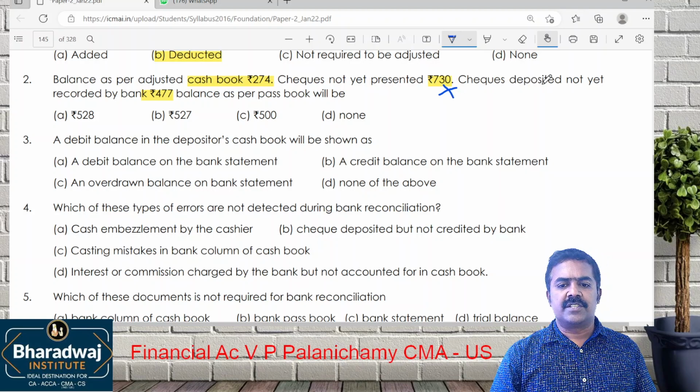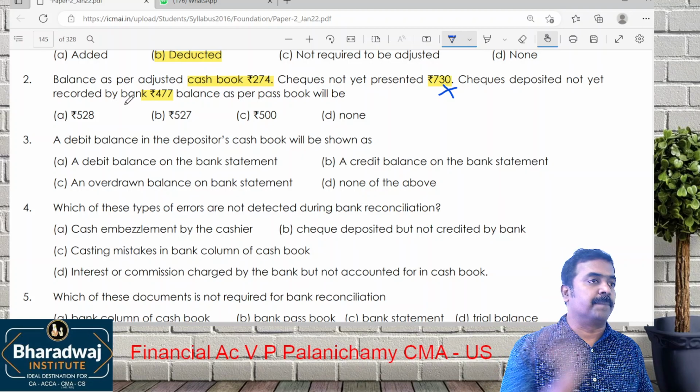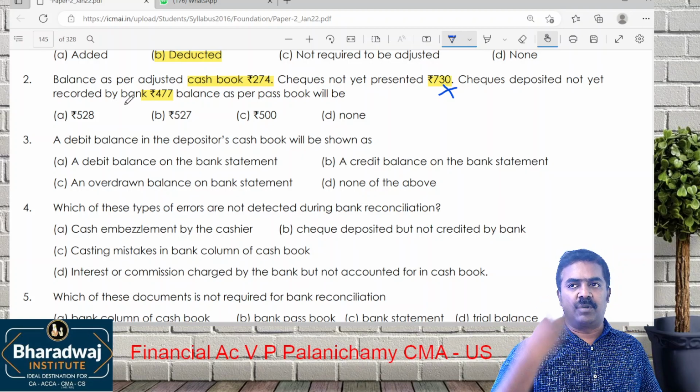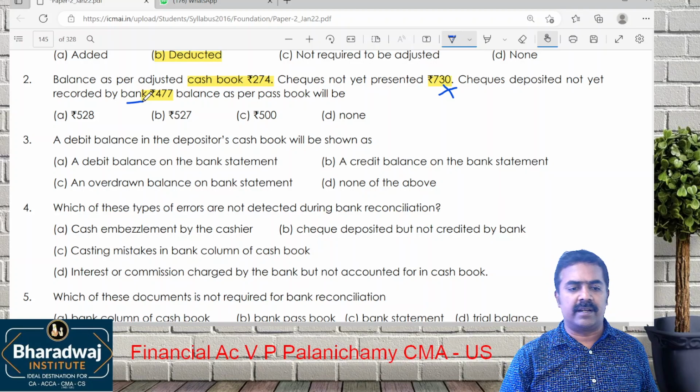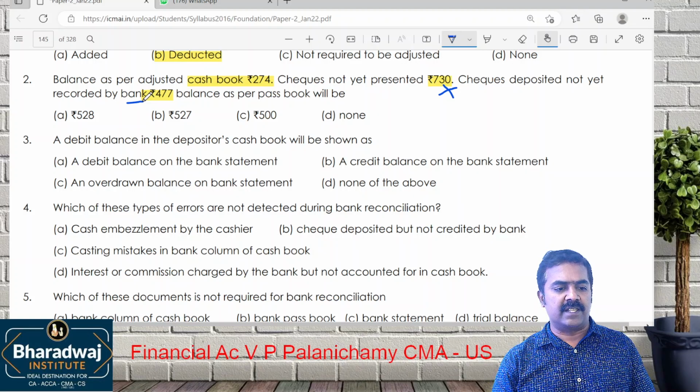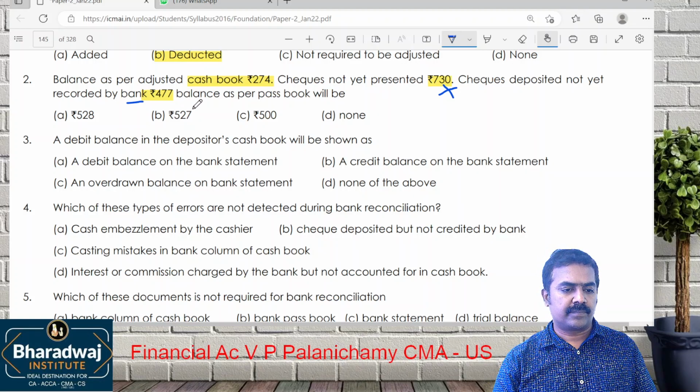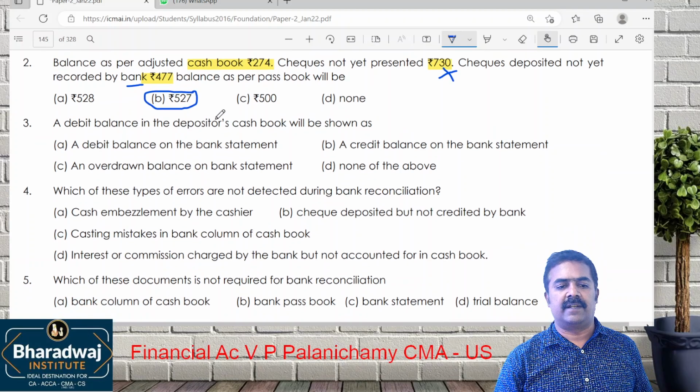Then checks deposited but not recorded by the bank. When we deposited, what would we have done? We would have added. Whether the banker has added? No. Minus 477. Do it in calculator. 274 plus 730 minus 477 is 527.